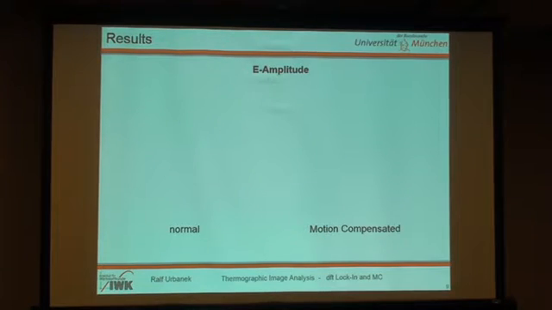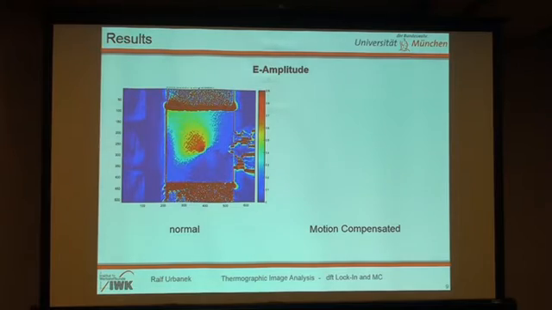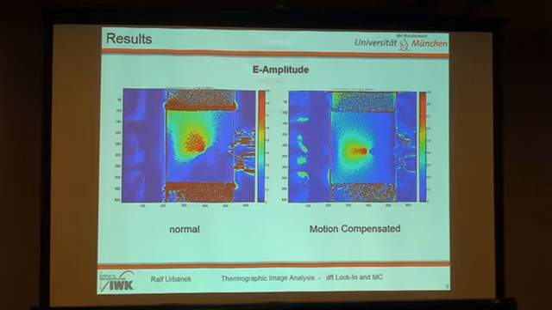So, what are our results? If we don't do any motion compensation, we have the problem that sometimes the picture is not symmetric. Normally, we assume that we have a symmetric stress field in front of the crack tip. This is our specimen with a notch, and we have a crack of 5 millimeters, and this specimen is stressed with 8 kilonewton. And when we do motion compensation, the symmetry is fully restored.